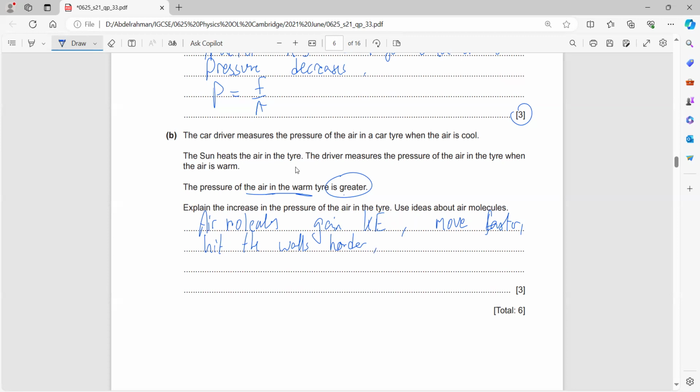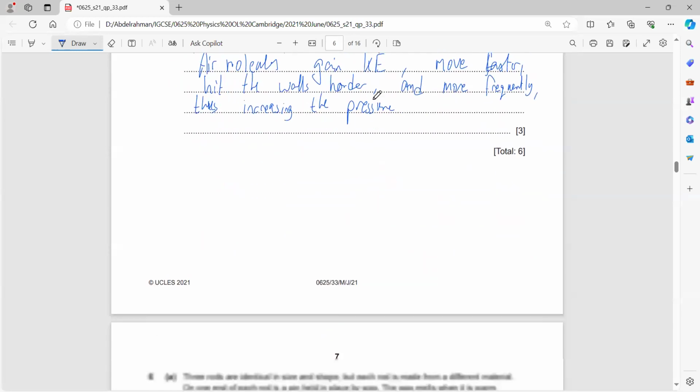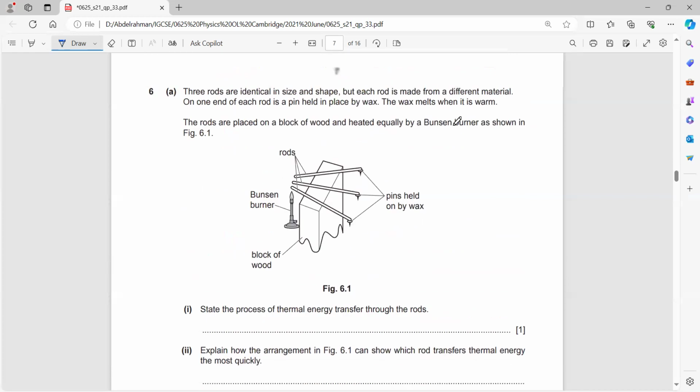More frequently isn't the best one here, but it's okay. They hit the walls more frequently. I'll write it down: they move faster, hit the walls harder, and more frequently, thus increasing the pressure. Nice. It's a systematic answer in this question.